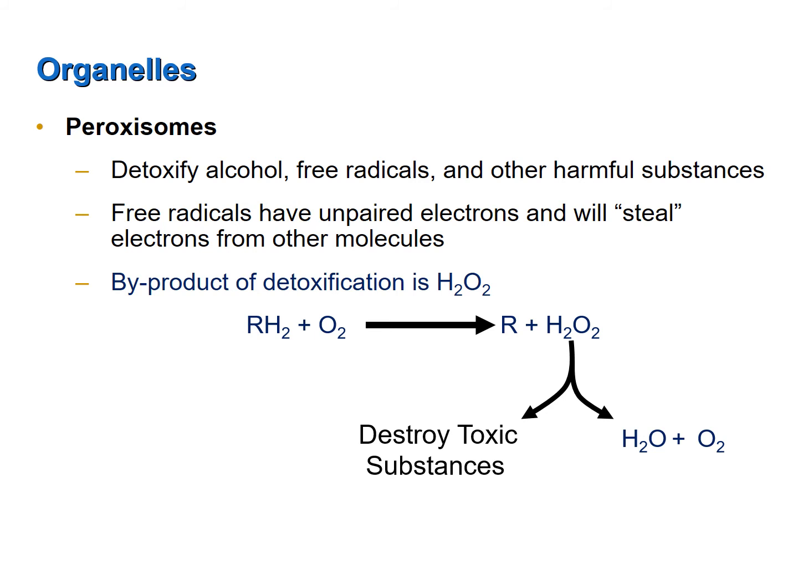The body can use that hydrogen peroxide to destroy other toxic substances, or it can break it down into water and oxygen. If you've ever used hydrogen peroxide as an antiseptic, you of course know that when you pour it on an injury, it bubbles up. That's because there's an enzyme called catalase that breaks that hydrogen peroxide down into water and oxygen, and as that oxygen escapes, it causes effervescence or bubbling up.